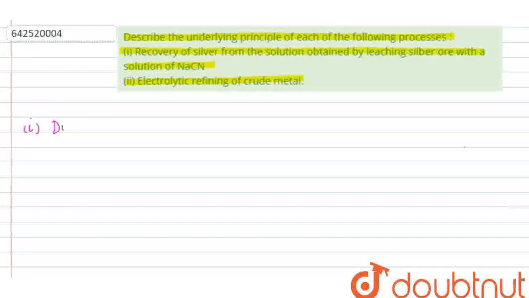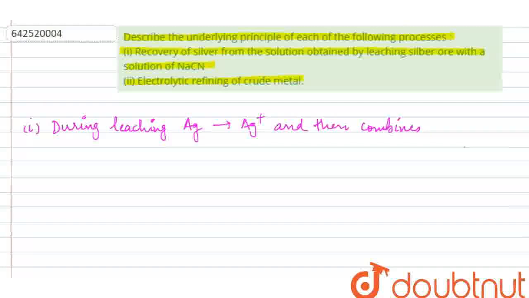So during leaching, Ag is oxidized to Ag positive, that is, silver is oxidized to silver positive, and then it is leached out with this compound, that is NaCN. So it reacts with the cyanide ion, that is CN negative of this sodium cyanide, and it forms a complex, that is [Ag(CN)2] negative. Silver is recovered from that complex by the displacement method.